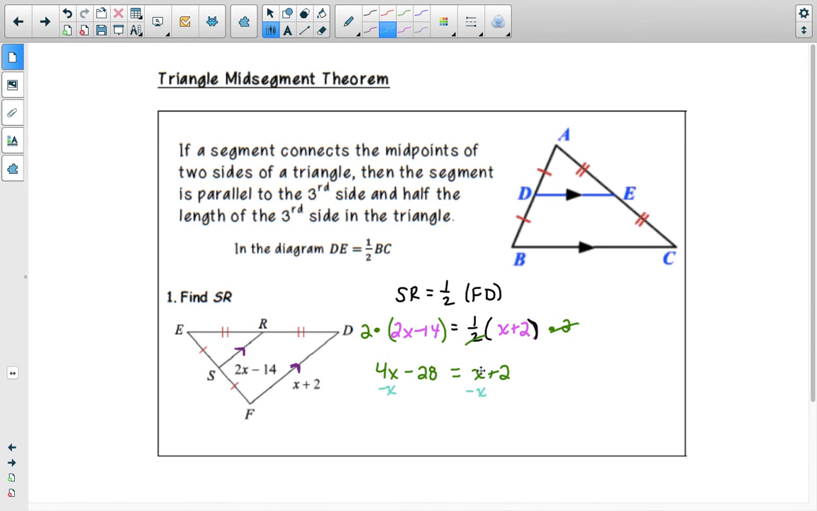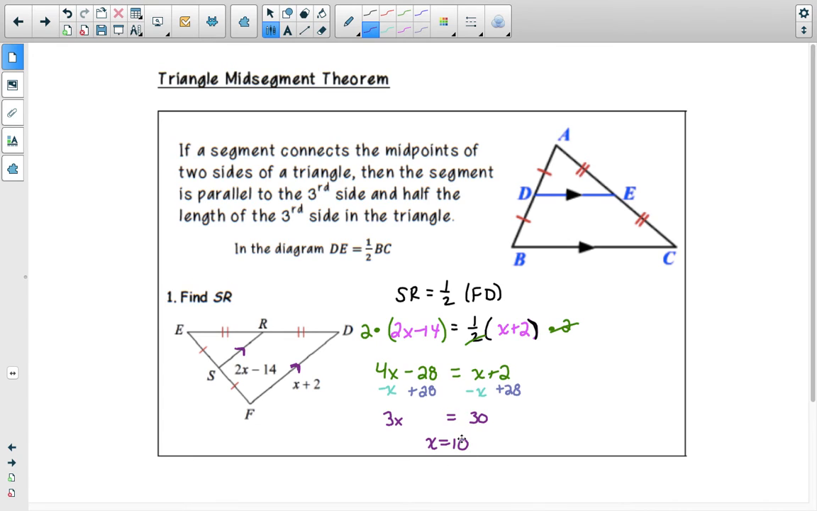Since I moved my x's from the right side to the left, I want to get the stuff on the left to the right. That means I'm going to add the 28 to both sides to move it to the right. So I have 4x minus x, which gives us 3x. Negative 28 plus 28 is 0, equals x minus x is 0. 2 plus 28 is 30. Now I want to divide by 3 to get x by itself, and we get x is equal to 10.